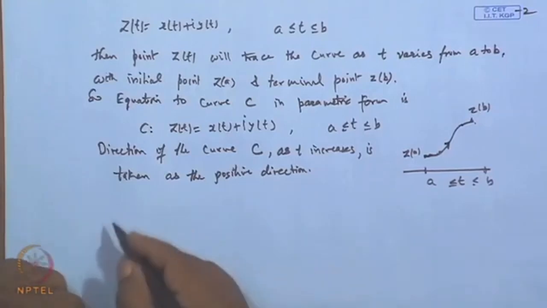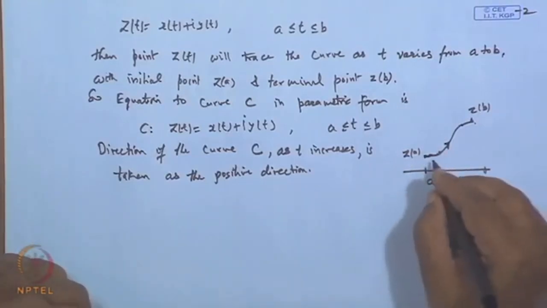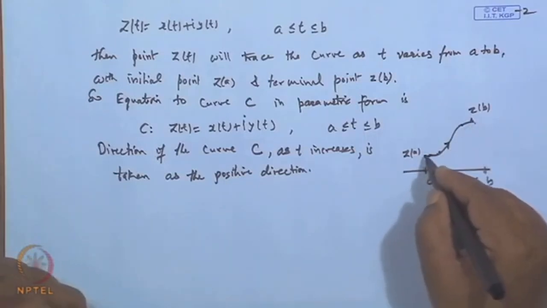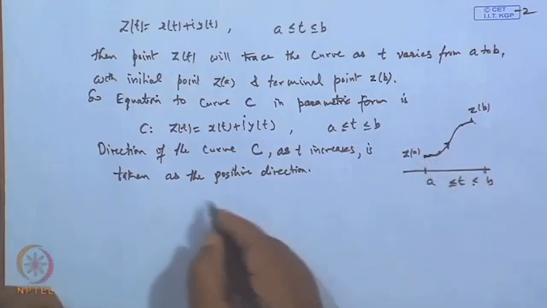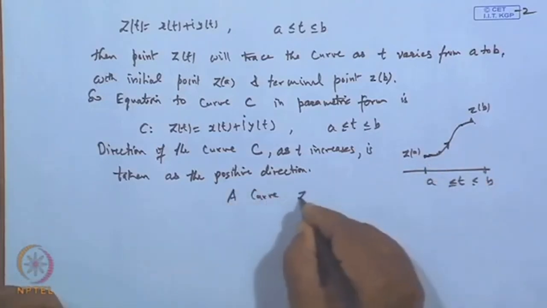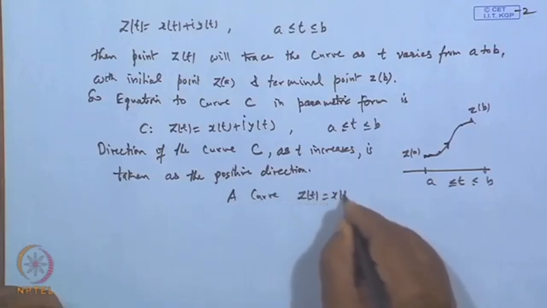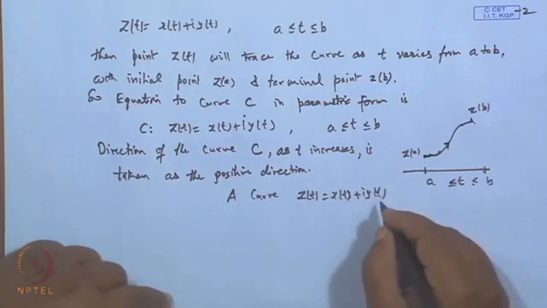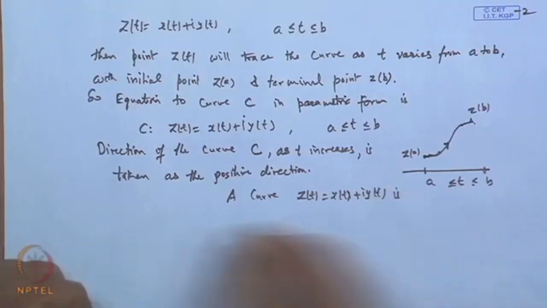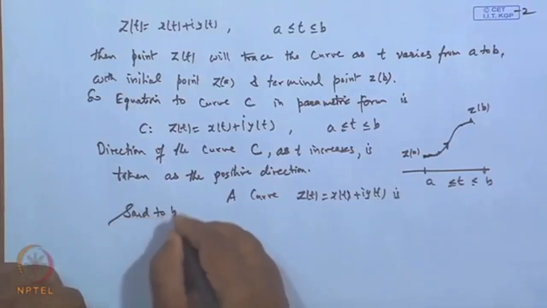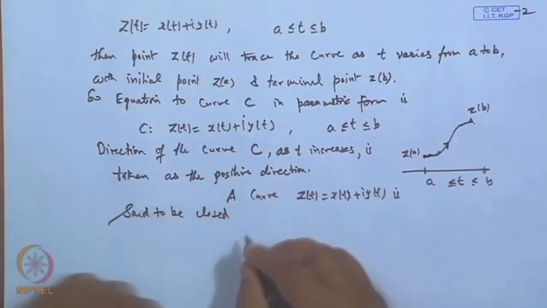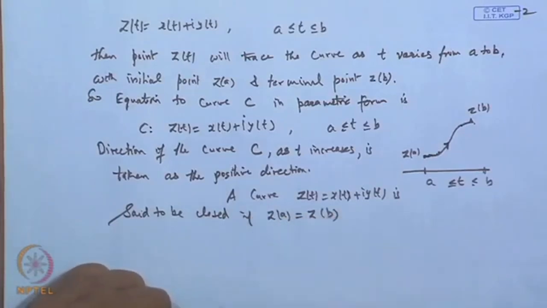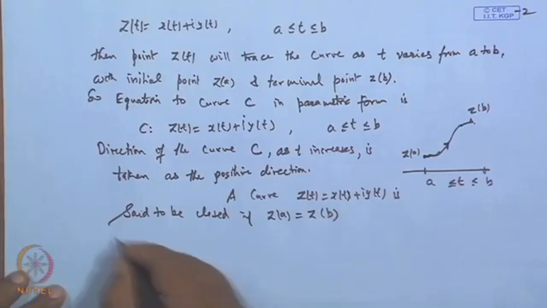Okay. Now, when the curve traces, if the terminal point and initial point coincide, then the curve is said to be a closed curve. So, a curve z(t), which is x(t) plus i y(t), is said to be closed if the initial point and the terminal point coincide.